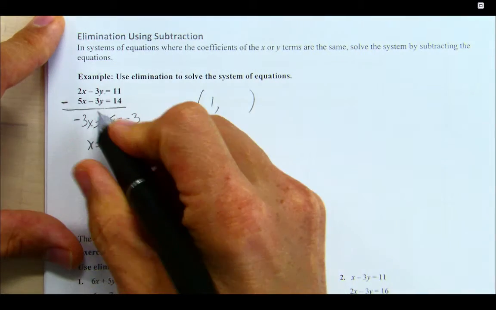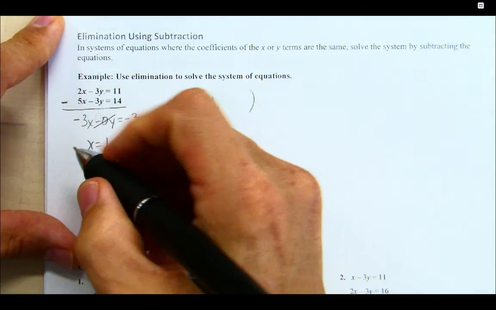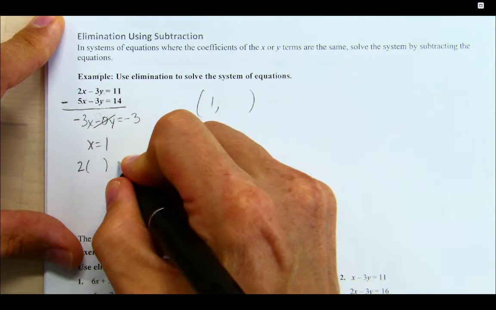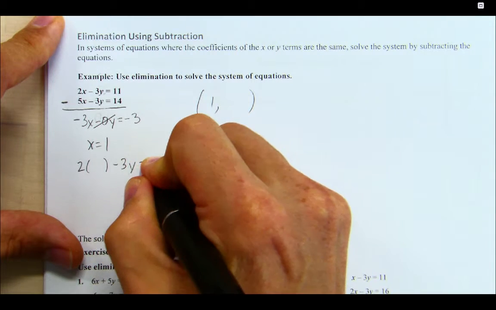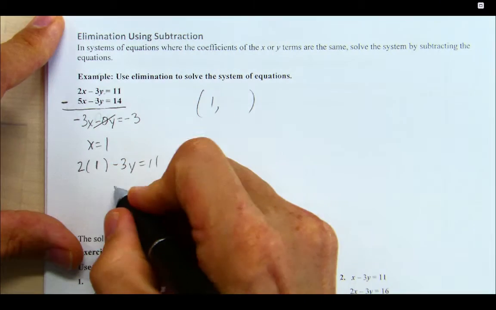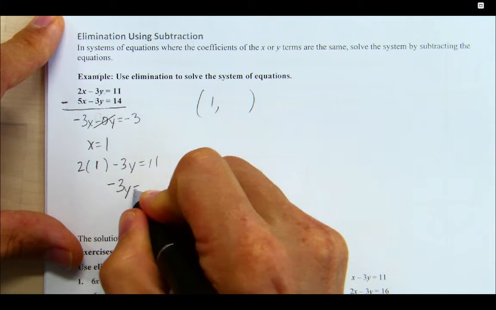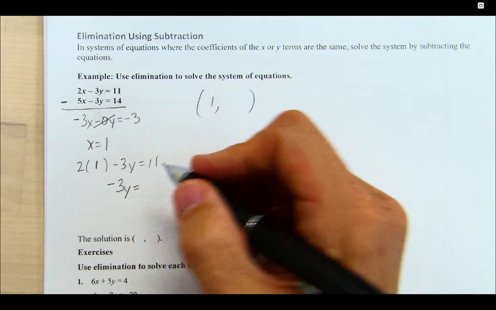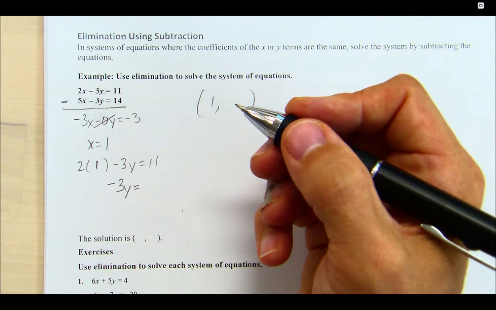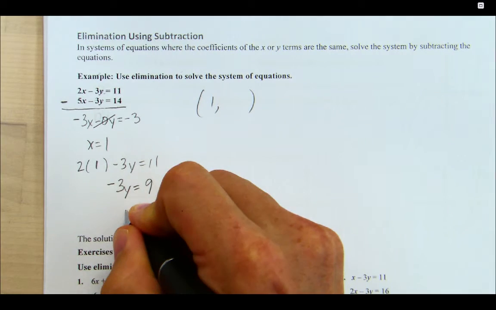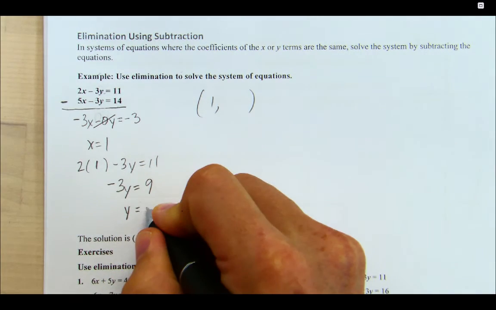And plug that 1 into either of these. I don't think it's any different for either of these. So I'm going to do 2 times x minus 3y is equal to 11. So I'm going to put my 1 into here. So now minus 3y is equal to 11 minus 2. Yeah, that looks good, which gives me 9. So y is going to equal minus 3.